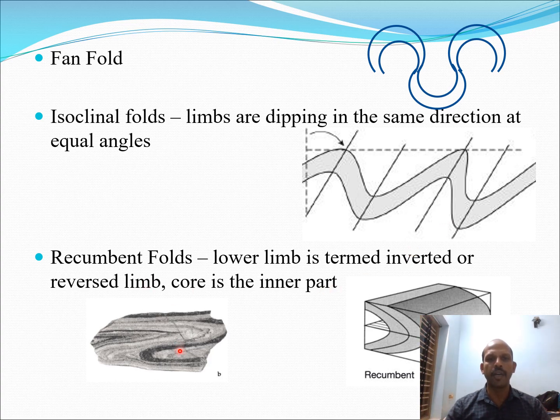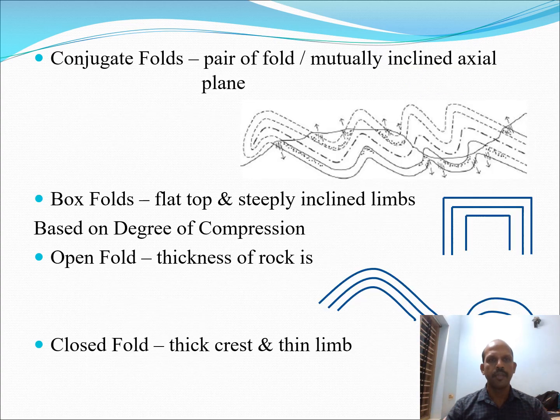And recumbent fold, you have got a picture of it. In a recumbent fold, both the limbs are in a horizontal plane. See here this black line which is horizontal. Both the limbs, first limb and second limb, are almost horizontal. So you call it a recumbent fold. Then conjugate fold: when a pair of folds has mutually inclined axial planes, I call it a conjugate fold.